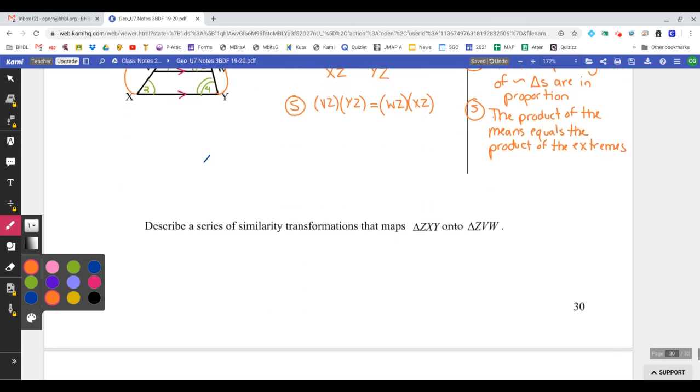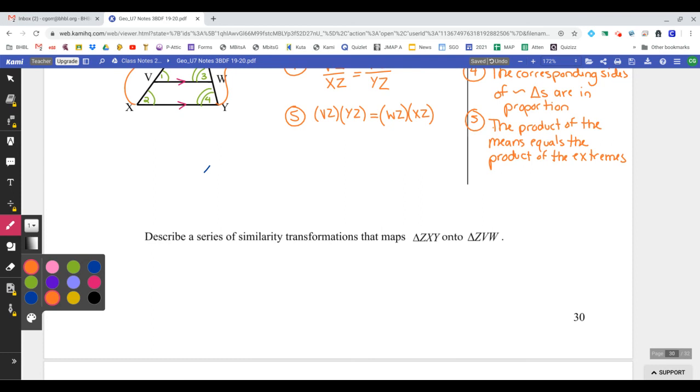Now, describing a series of similarity transformations that maps them onto each other. So what I want to do is dilate triangle VZW, and I want to describe what my scale factor is. So my scale factor, I'm going to use XZ over VZ, so that if I multiply my scale factor times VZ, I end up with XZ, and I do want to be specific that it is from point Z.